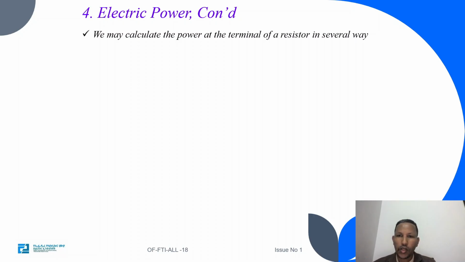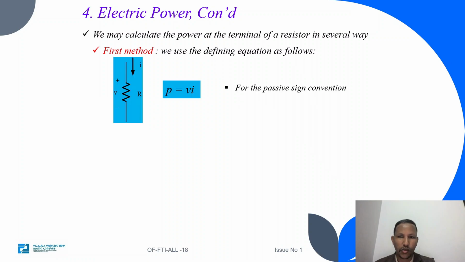We may calculate the power at the terminal of a resistor in several ways. The first method is we use the defining equation as follows. The defining equation is power, which is given by V times current. This is for the passive sign convention.